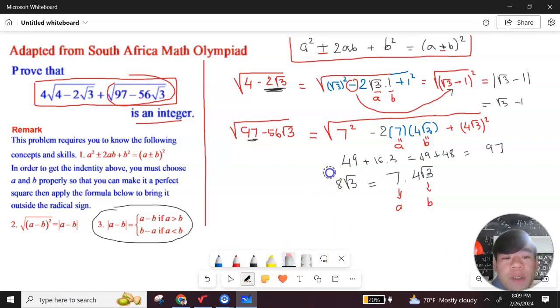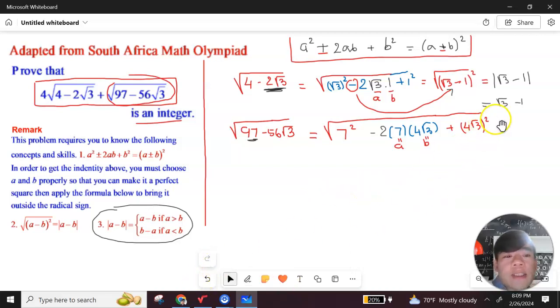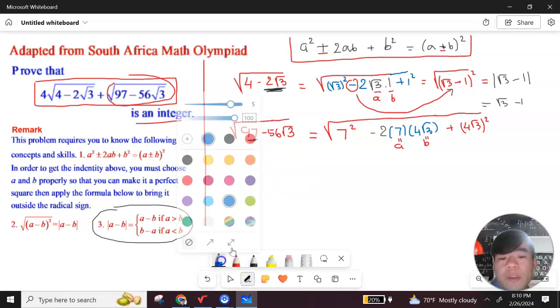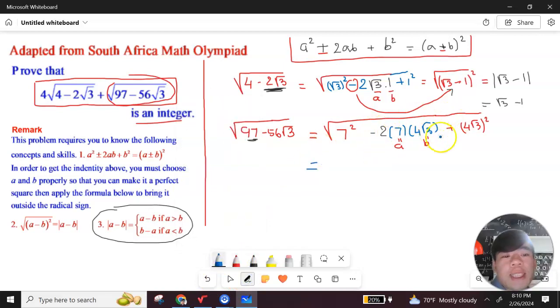So I erase everything here. Now I turn this into a complete square because I have a equal 7, so I write 7 here, and b equal 4 root 3. The side here, minus the side here, I put it down here. Now open parenthesis, close parenthesis, square, and don't forget to put the radical sign. When you take the square root of this, you need to put it inside the absolute value. So it should be 7 minus 4 root 3.